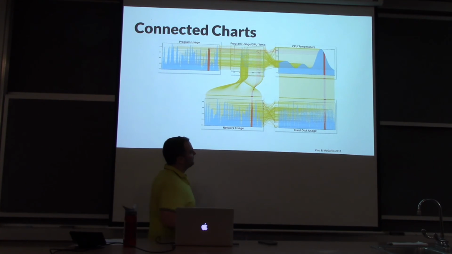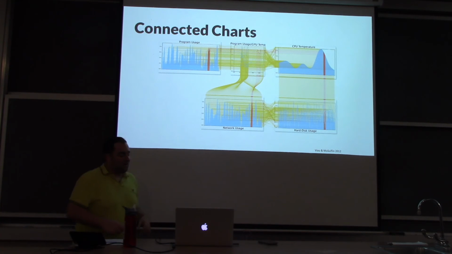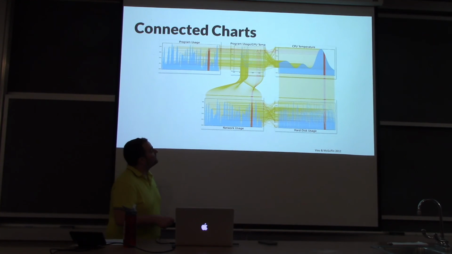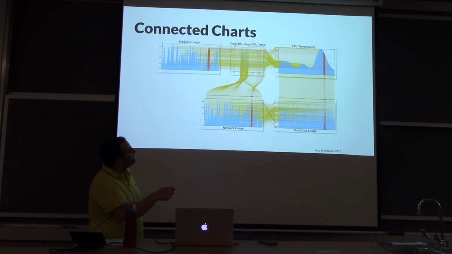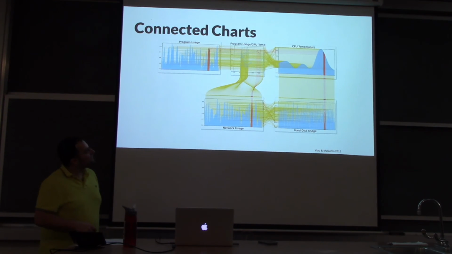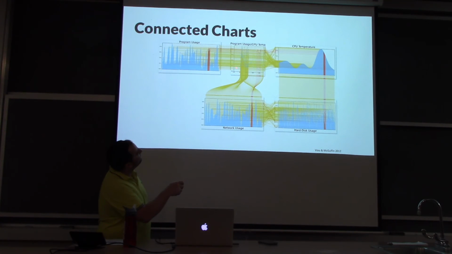Network usage and hard drive usage seem to be somehow anti-correlated. And then we see the same for CPU temperature and program usage. Interestingly, low program usage corresponds to high CPU temperature. That's kind of counterintuitive.